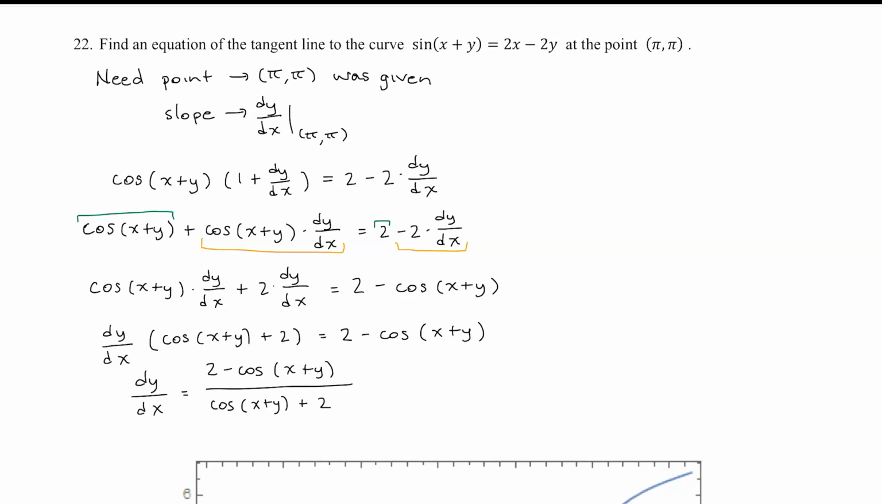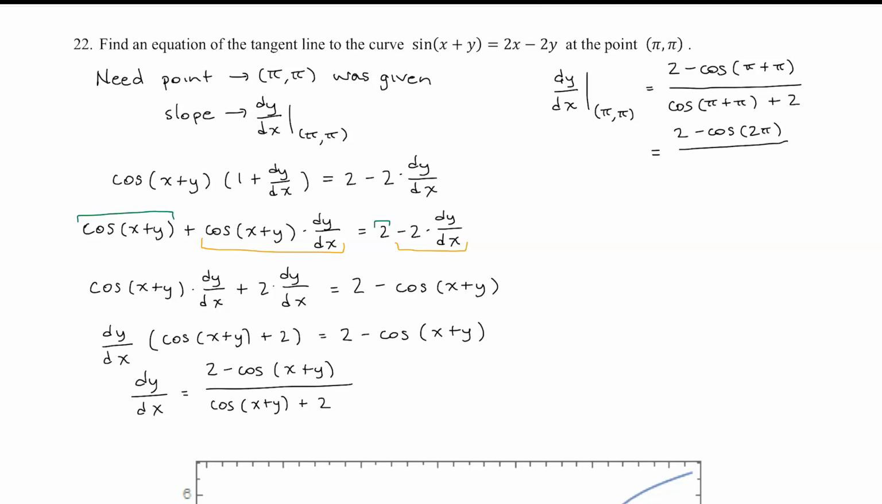So once again, notice this is different than the derivatives we've had in the past because it includes x's and y's together. Now, in order to find the equation of the tangent line, I need to evaluate that slope dy dx, the slope of the tangent line, at the tangent point. So I need to find dy dx at the point pi pi. Okay, so I need 2 minus the cosine of pi plus pi, pi going in for x and pi going in for y, over the cosine of pi plus pi, plus 2.